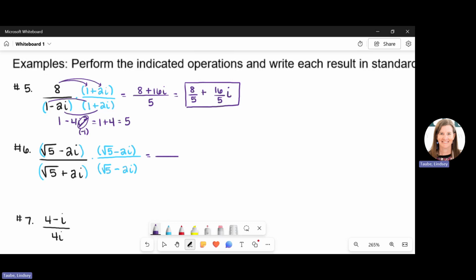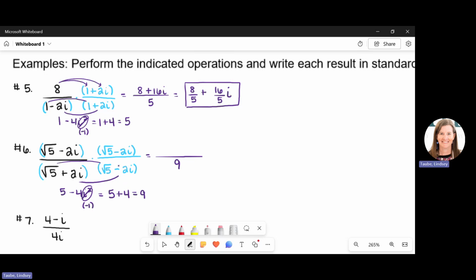All right, so let's take a look at our denominator first, right? Again, difference of squares. We're going to multiply the radical 5s. That would be 5. Middle terms are going to cancel. 2i times negative 2i would be negative 4i squared again. And we know the i squared is really representing negative 1. So we have 5, negative 4 times negative 1 is positive 4, so 5 plus 4, which gives us 9 as our denominator.